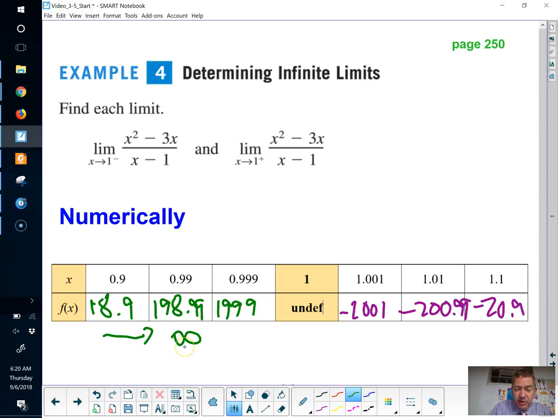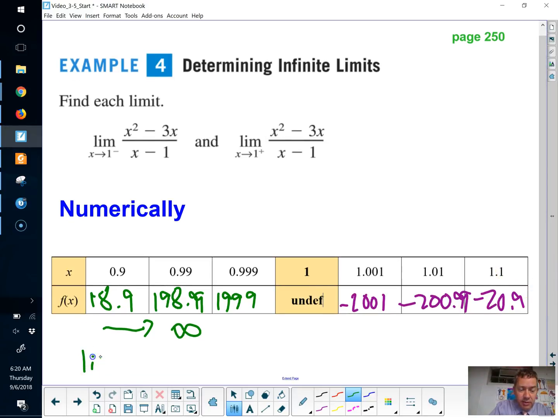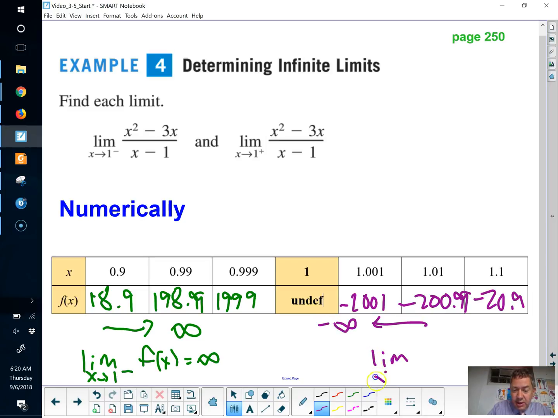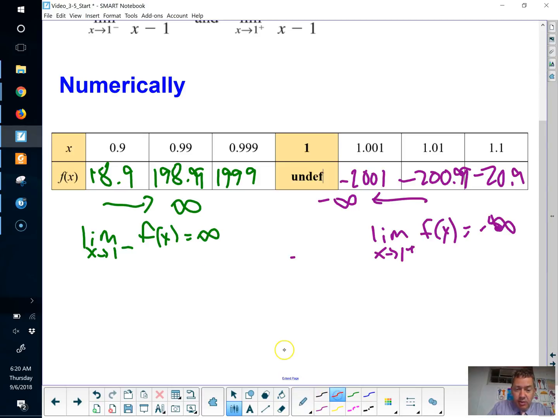We are approaching infinity. The limit as x approaches 1 from the left of the function is infinity. The limit as x approaches 1 from the right is getting huge and negative. It's going toward negative infinity. The limit as x approaches 1 from the right of f of x is negative infinity. One of my worst infinities ever. But what that means is that because those are different, the limit as x approaches 1 of f of x does not exist. Last one, analytically.